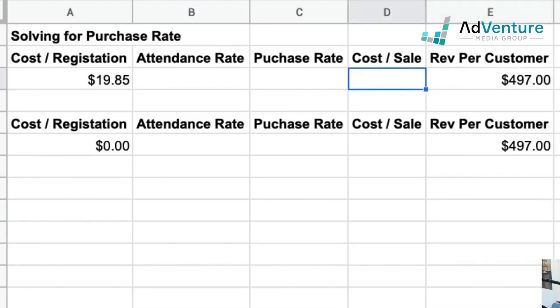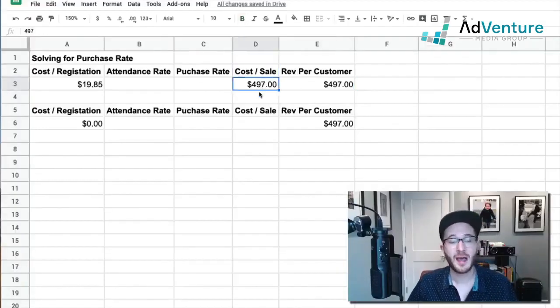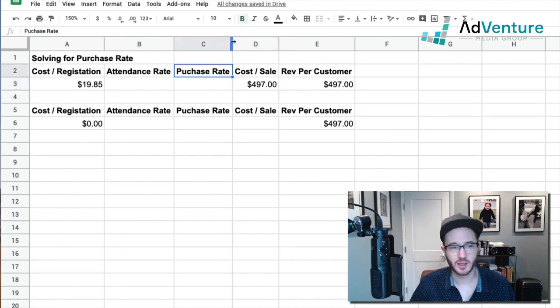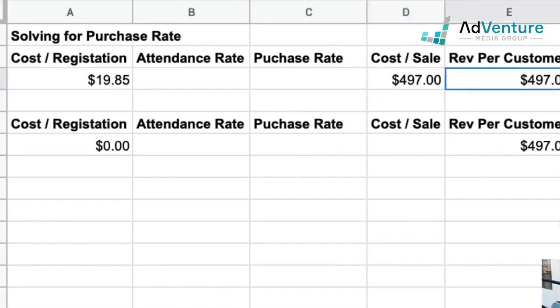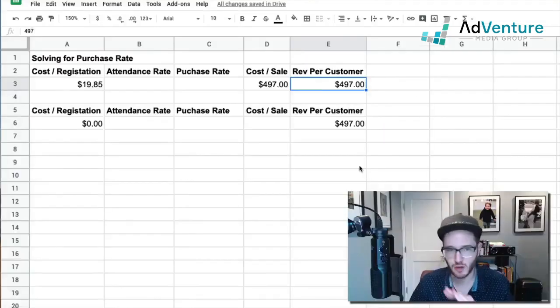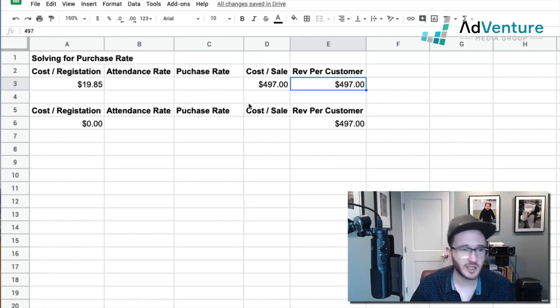So I'm going to do a target cost per sale of $497, right? So here's what I'm trying to figure out. I want to know that if I'm getting registrations for $19.85 and I'm targeting a cost per conversion of $497, I'm targeting a break-even cost per conversion, which is my revenue per customer, right? I want to answer the question, what purchase rate over here in column C do I need in order to be paying $497 for a $497 sale? So zero profit, break even, right? I want to know, like, what's my absolute minimum purchase rate I need to just not be losing money over the long term. So this is an easy thing to figure out.